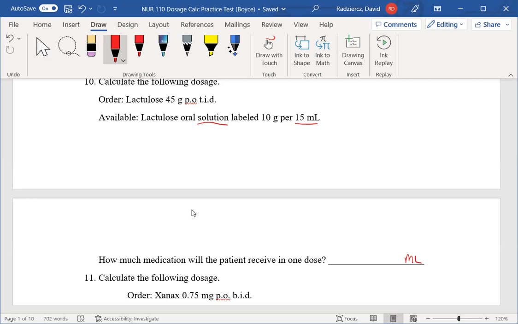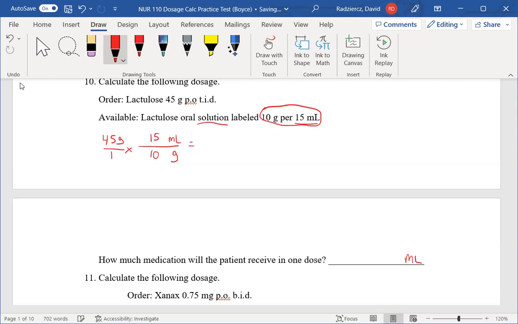So to solve this, there's 2 ways to do that. I can do the long way, in which I'll start off with the dimensional analysis way. Long but accurate. So what we're trying to do is cancel out grams and then be left with milliliters. And that's what we're going to use, what our label tells us: 10 grams, 15 milliliters.